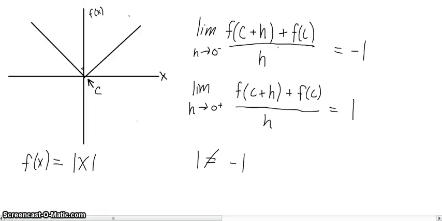So 1 does not equal -1, and that creates this corner here at c, where the derivatives don't equal. And anytime we see a corner like that, we know that the derivative from the left does not equal the derivative from the right, so the derivative does not exist, and the function is not differentiable there.